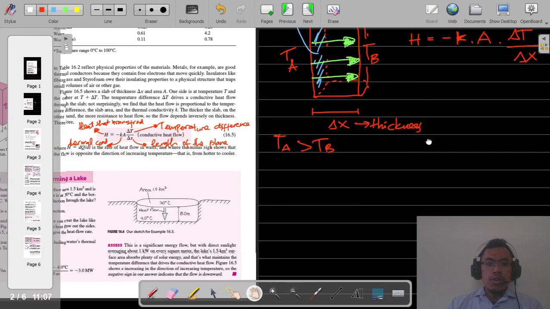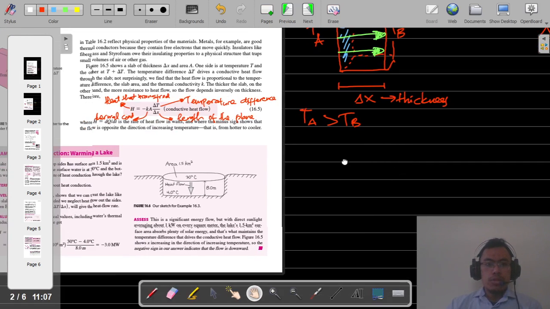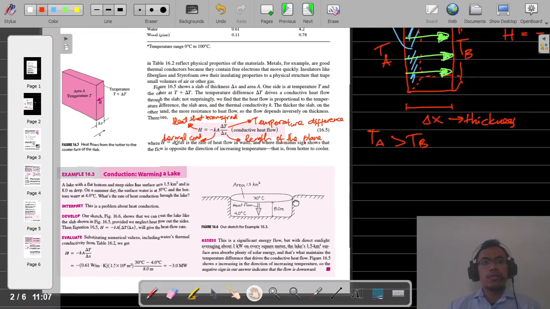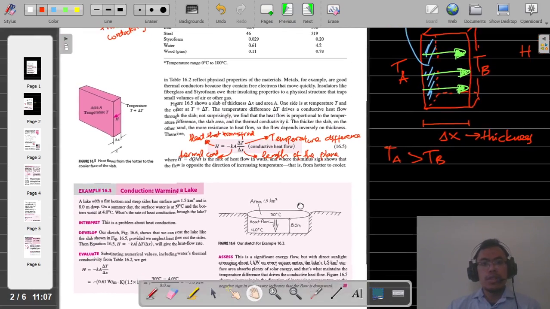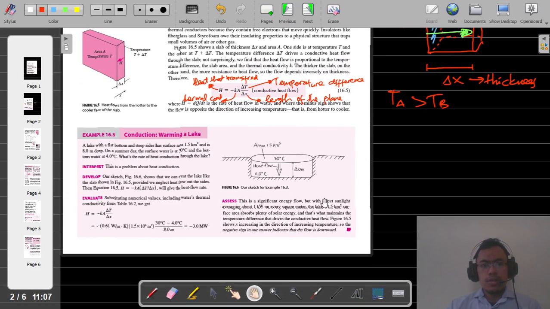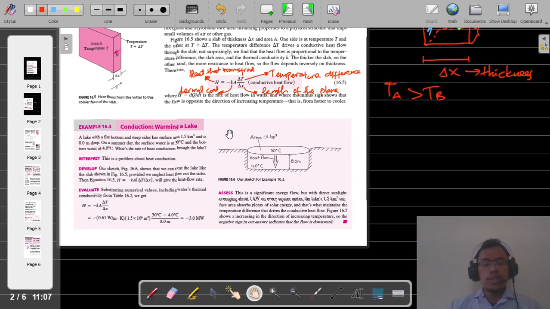Okay, after this we are going to learn about the application of conduction. We are going to understand how this concept can be used to calculate this problem, to get the solution of this problem. Okay, see you in the next video.